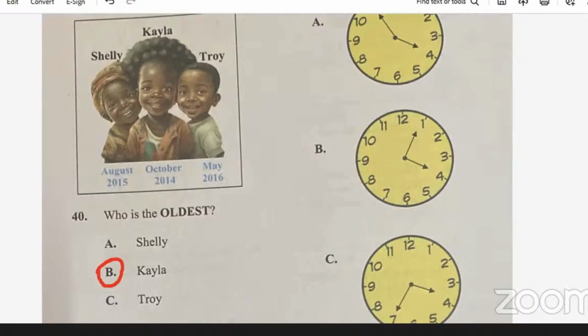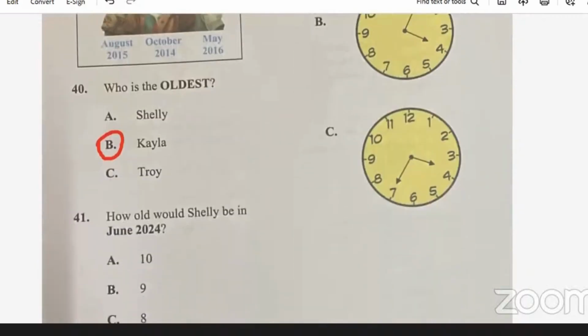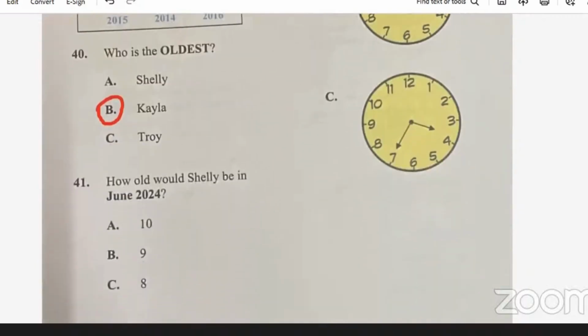He was born before the others, because of course 2014 comes before 2015 and it comes before 2016. All right, so question 41. How old would Shelley be in June 2024?